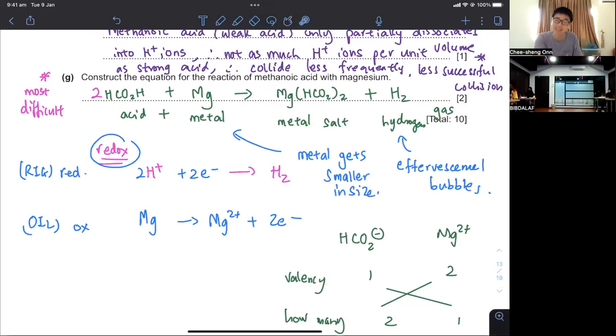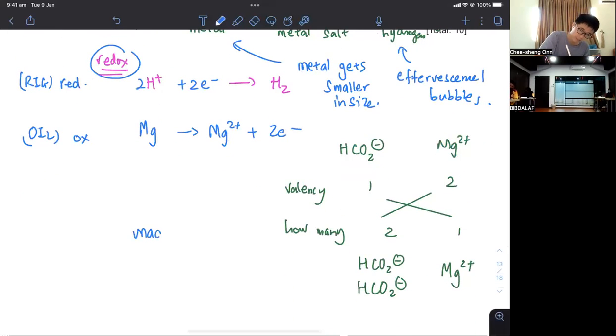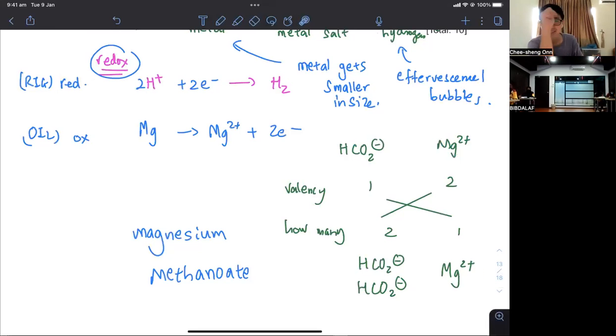I know it's not asked here, but you never know when the question is going to ask you, whether half equations, observations, equations, or the name. The name here is called magnesium methanoate. Sorry, not ethanoate, but methanoate. We have 2 of them because the charges with the group 2 cation must cancel out.